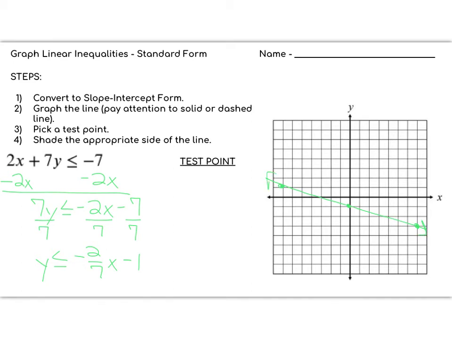And now I need to pick a test point. Well, (0, 0) is not on the line, so I'm going to choose (0, 0). So 0 is less than or equal to negative 2/7 times 0 minus 1. So is 0 less than or equal to negative 1? It is not. So that is a false statement. So since (0, 0) is not a solution, I need to go on the other side of the line and shade, and then I'm going to shade it in. Okay? So the only thing different is the conversion from standard form to slope-intercept form.